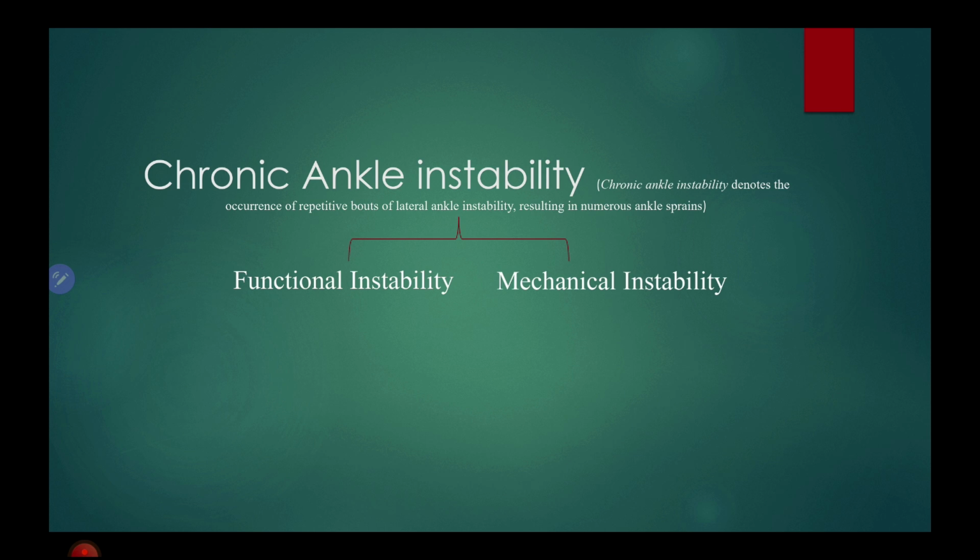Mechanical instability is induced by ligament laxity, while functional ankle instability is caused by postural control deficits, neuromuscular deficits, muscle weakness, and proprioceptive deficits. Functional ankle instability is usually treated non-operatively, whereas mechanical ankle instability is caused by defective ligaments and bony structures, and it undergoes surgery with repair and reconstruction.